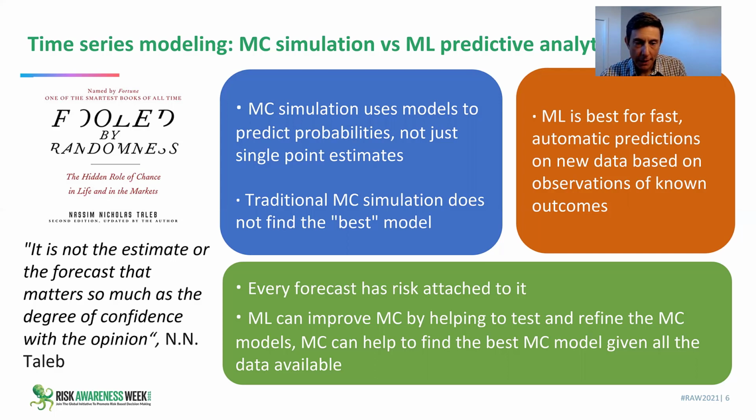No matter the technique, there's still going to be risk, either if it is Monte Carlo or machine learning. But my thesis here is that machine learning can improve Monte Carlo by helping with the testing of the model and to refine the model, so that we can use the best Monte Carlo model available. But right now, machine learning is being used a lot for basic predictions based on new data.